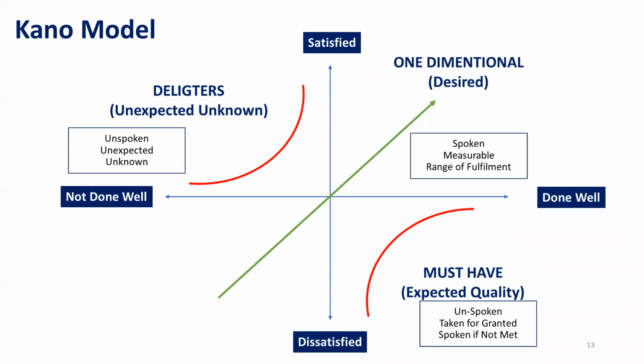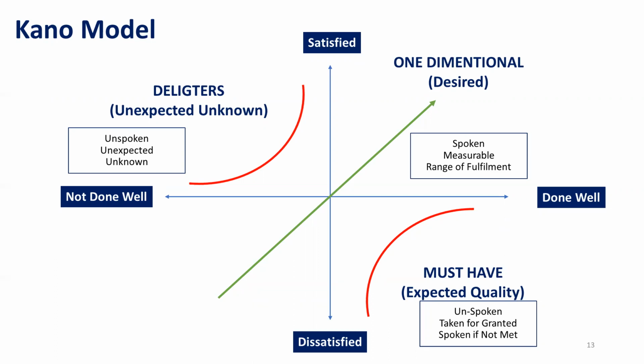Sometimes we can also use the Kano model, which will help me identify a pain point that the customer is facing. In the Kano model, you can see that I have the must-haves on the lower left corner. In the middle, as a green diagonal line, I have one-dimensional desires. And on the left top corner, I have the delighters, or unexpected, unknown things.